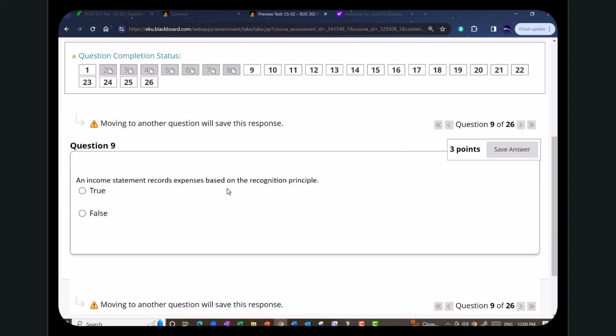Income statement records expenses based on the recognition principle. No. Recognition is for the revenues. Expenses are based on the matching.